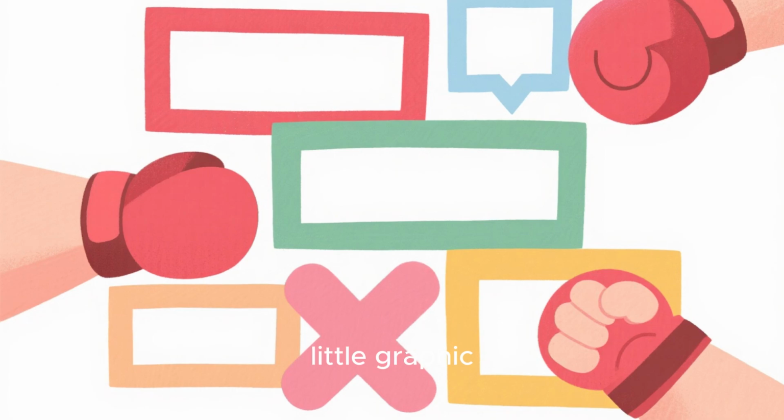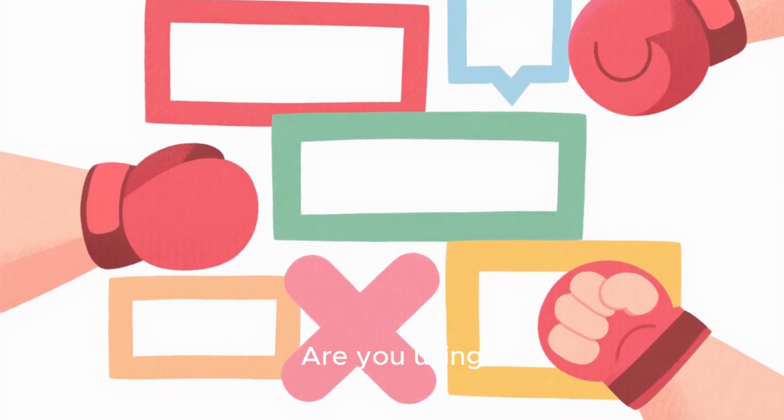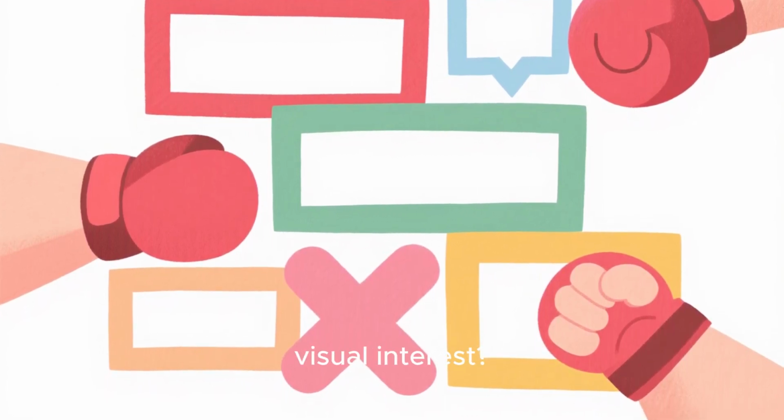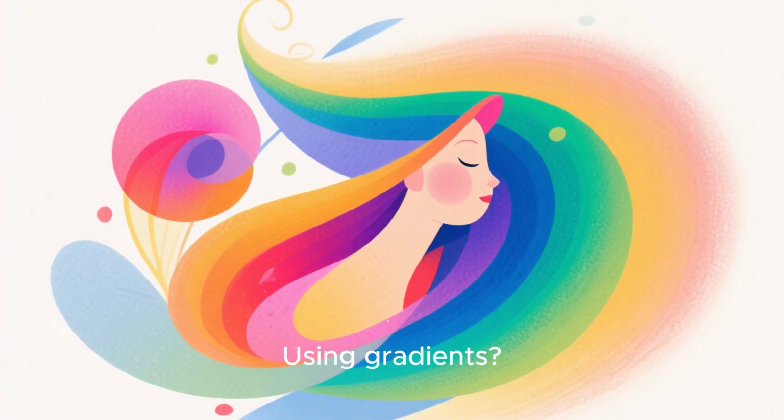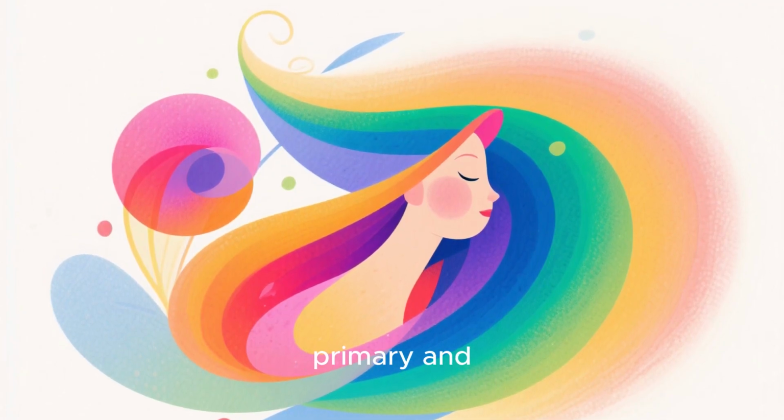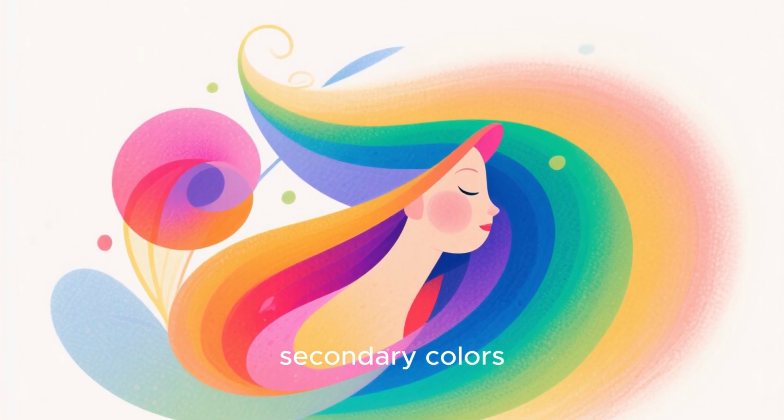Think about all the little graphic elements you use. Are you using shapes to box out text or create visual interest? Make them your brand colours, using gradients. Create them by blending your primary and secondary colours. Every single graphic element is an opportunity to reinforce your brand.